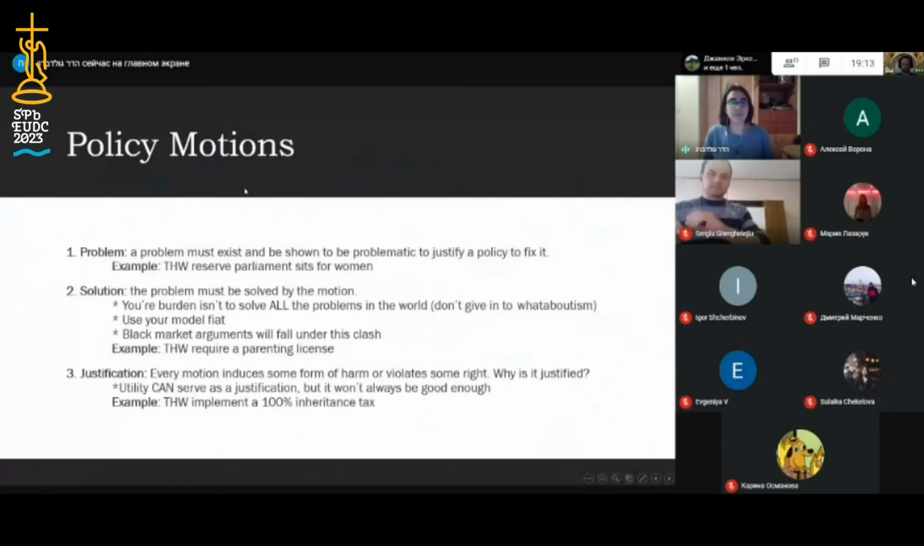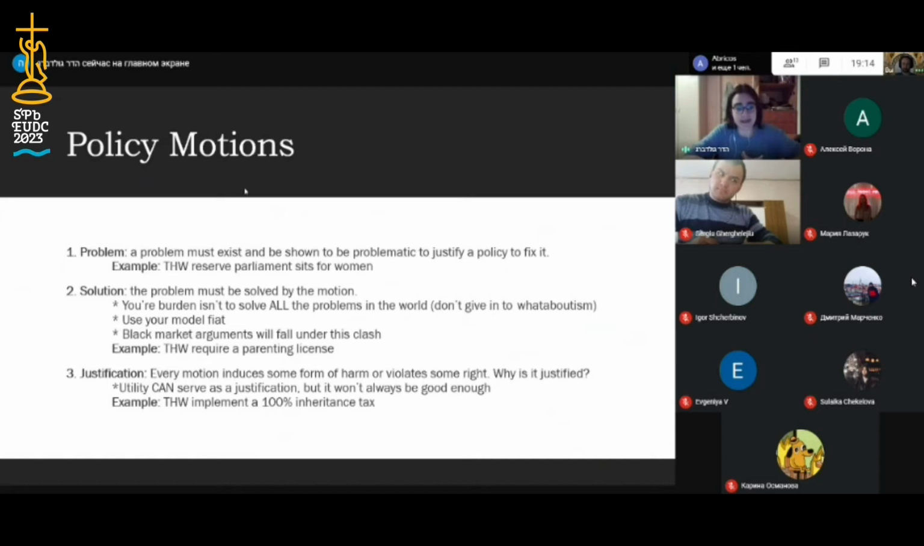So in policy motions, not to confuse with other motion types, we'll discuss those soon. As said, there are five main burdens. The first burden would be to prove the existence of a problem. Note, this burden requires us both to prove that a problem exists and that it is problematic.